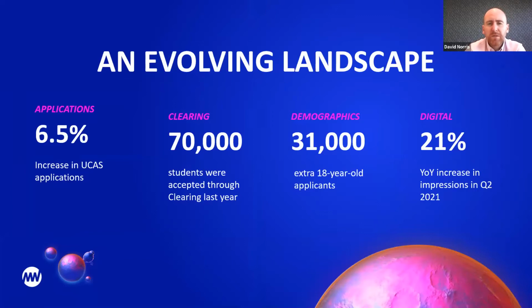And from a recruitment perspective, we know that nationally, as of yesterday when we were looking in the UCAS portal, there is a 6.5% increase in UCAS applications year on year. And that's fueled by a number of factors. Primarily clearing. We're seeing 70,000 students were accepted through clearing last year. We know that clearing is here to stay.